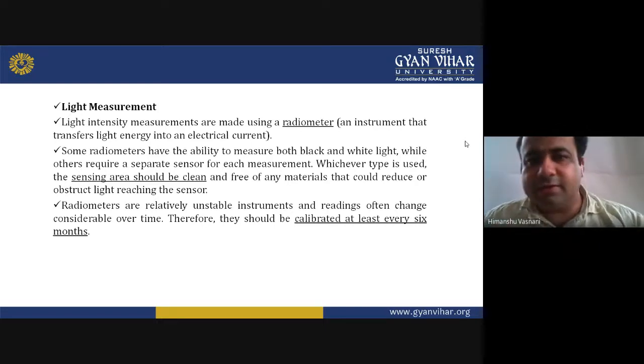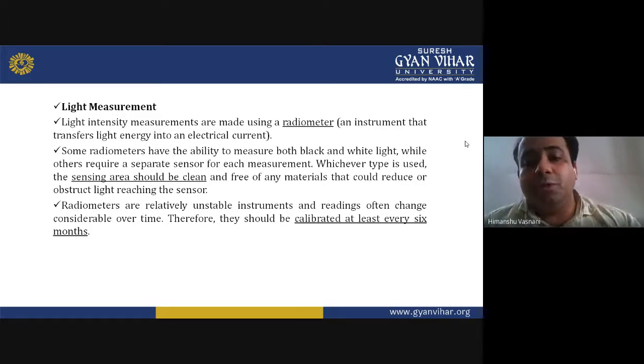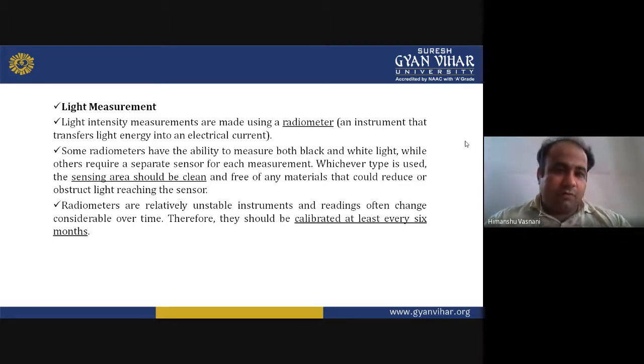Some radiometers have the ability to measure both black and white light, while others require a separate sensor for each measurement. Whichever type is used, the sensing area should be clean and free of any material that could reduce or obstruct light reaching the sensor.